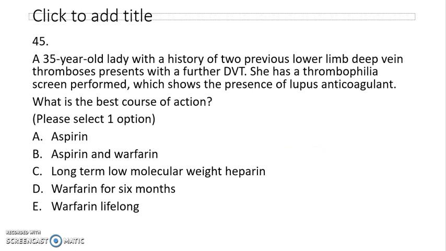So this is just a question. A 35-year-old lady with history of 2 previous lower limb DVTs presents again with another DVT. And she has a thrombophilia screen performed, which shows the presence of lupus anticoagulant. So what is the best course of action? Is it to give aspirin and warfarin, long-term low molecular weight heparin, warfarin for 6 months, or warfarin lifelong? So what is the best course of action for this patient?